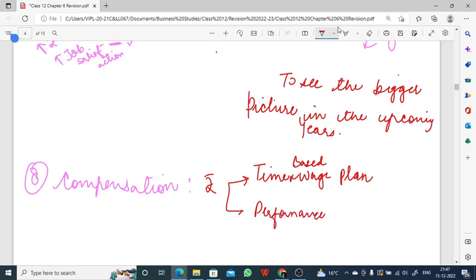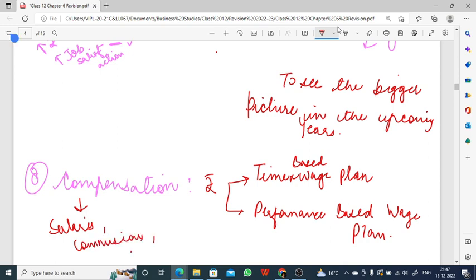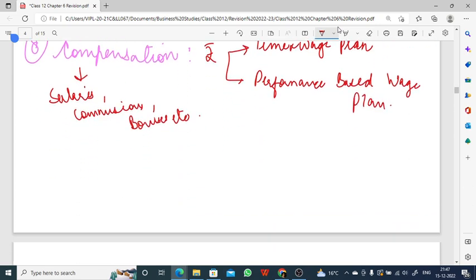When I'm talking about performance based, it is the salary or the wages according to the piece. Like for example, a worker may be paid according to the number of units produced by him. Okay, performance based wage plan. Basically, it will include everything: salaries, commissions, bonuses, etc. It will also include indirect payments like insurance, paid vacation, etc. So these are the steps in the process of staffing. I hope we are all good with it.